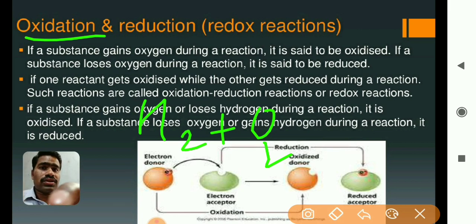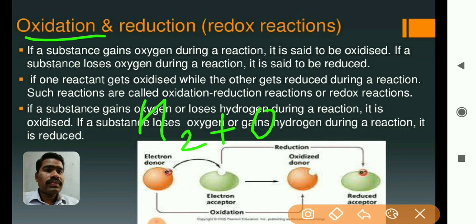If a substance gains oxygen during the chemical reaction, gains means oxygen is added to that substance, it is said to be oxidized, and if a substance loses oxygen during the reaction, it is said to be reduced.